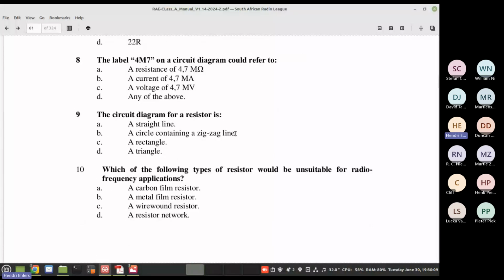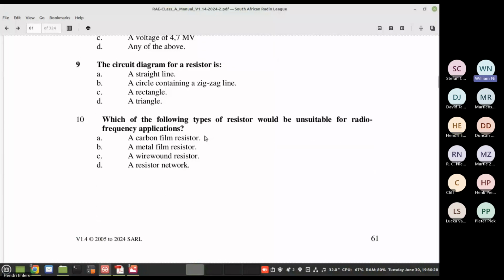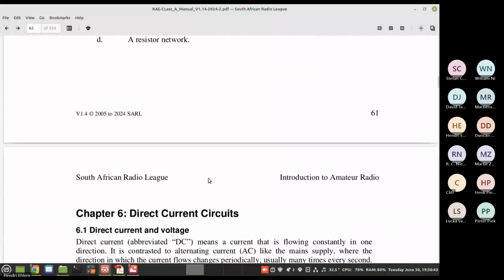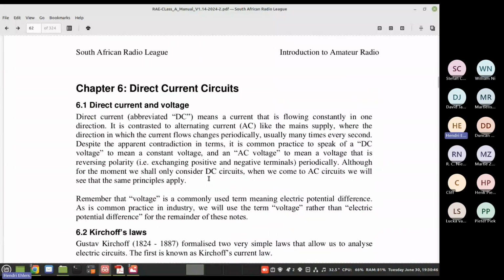The circuit diagram for a resistor is... No, it's not a straight line. Rectangle. C. Rectangle, that's correct. Which of the following types of resistors would be unsuitable for radio frequency applications? C, wire wound. Wire wound, correct. And then on Thursday we're going to do that.